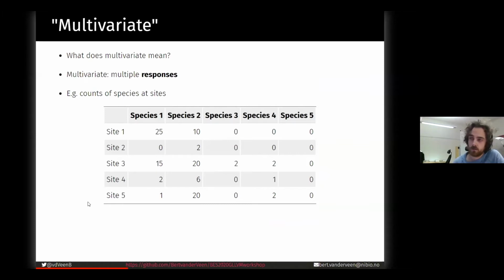In R, that would give us a matrix, as we see here on the slide, where we have the sites on the rows and species on the columns, and each of these cells contains the data.